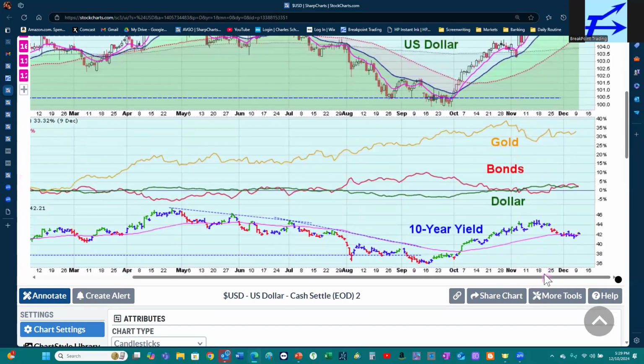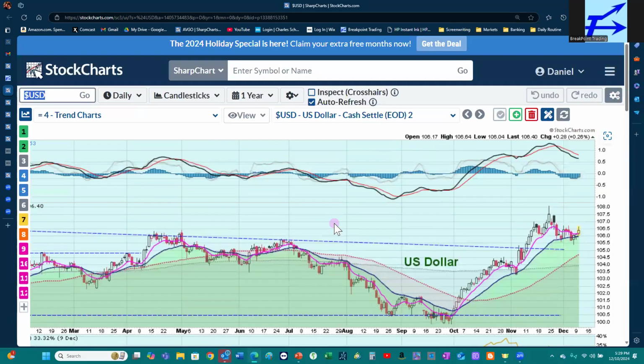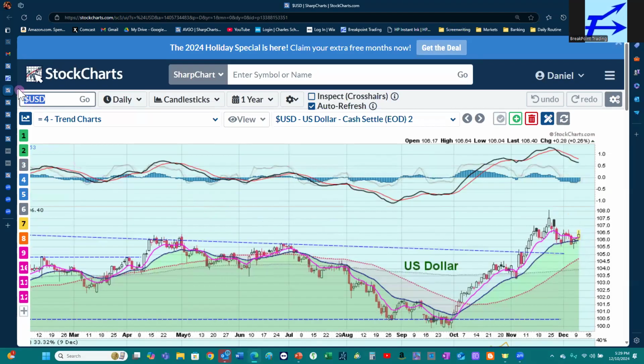Actually, at the Money Show last week, a few people said that they were expecting the 10-year to be down close to 3% next year. That was an interesting prediction. We'll see if that happens.